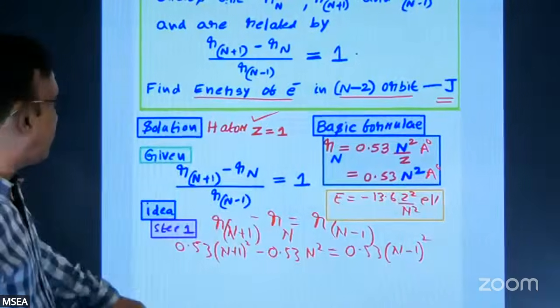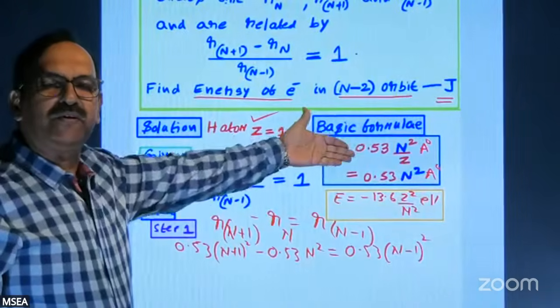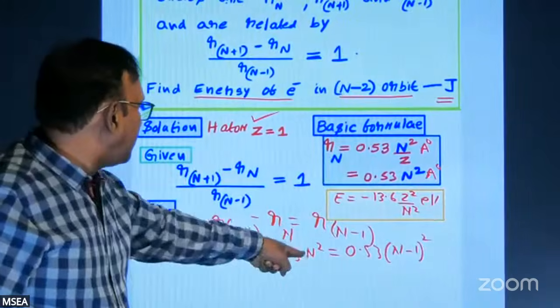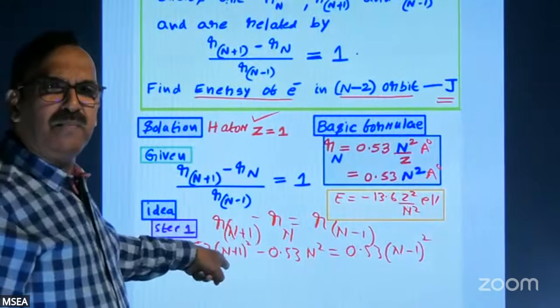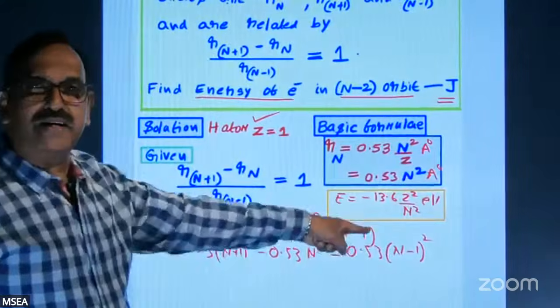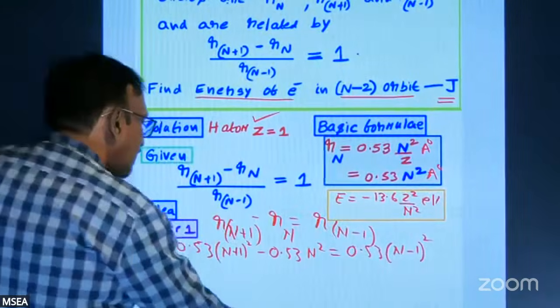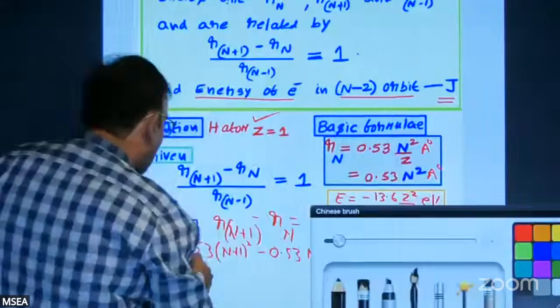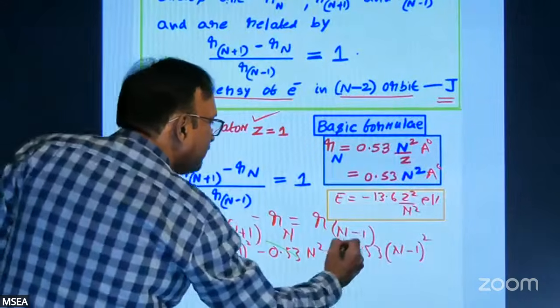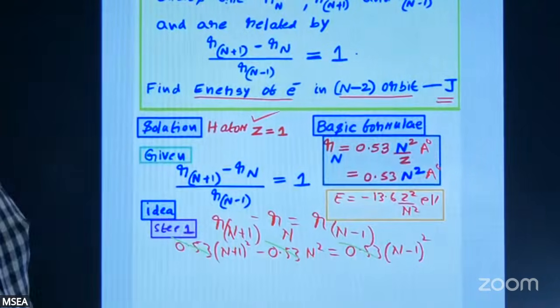Nothing we have done, absolutely nothing. Radius of electron in the nth orbit, you know perfectly: if it is nth orbit, n square; n plus 1th orbit, (n plus 1) whole square; n minus 1th orbit, (n minus 1) whole square. Now the simple arithmetic says that 0.53 can be taken common and cancelled.